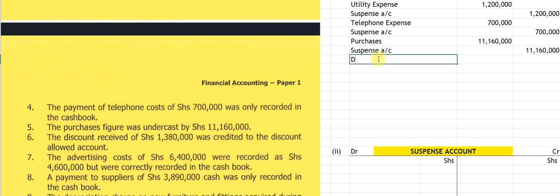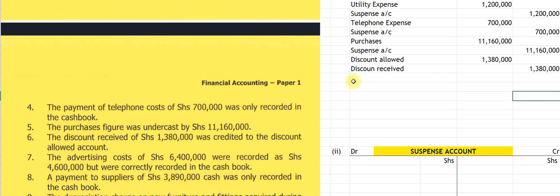Since the discount allowed account was credited in error, debit discount allowed by 1,380 and then credit discount received by 1,380. So that's an error of principle. You're recording in a wrong class of account. You're supposed to record in the income account, but you recorded in the expenses account.